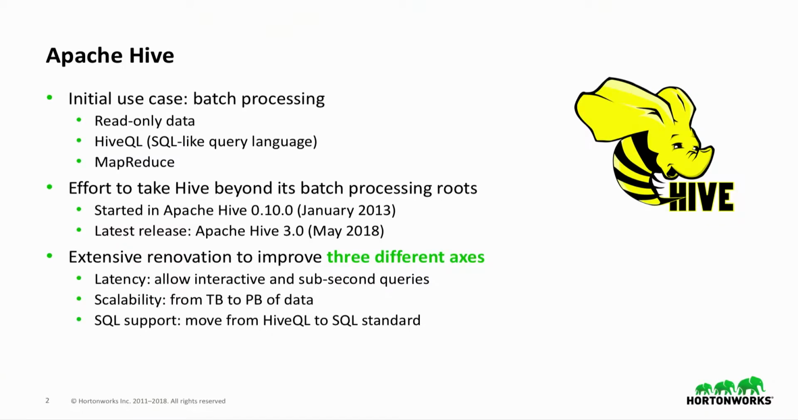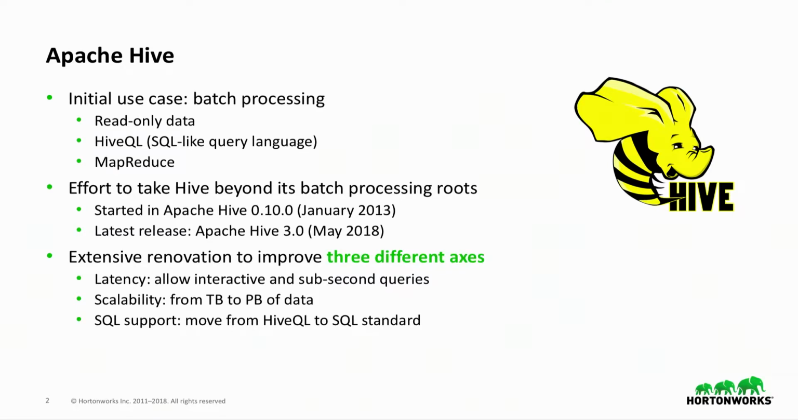So let's start with a little bit of an overview, because we've come a long way. The initial use case for Hive was batch processing. Back then, when it was open source, it was very different. It was only data that you could read. You wouldn't support SQL standard. It was Hive QL, a SQL-like query language, and you could only execute your jobs using MapReduce.